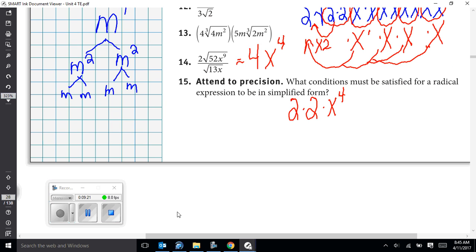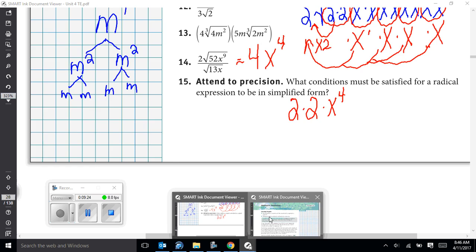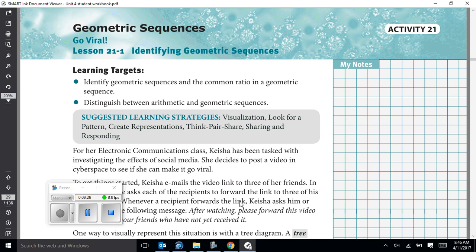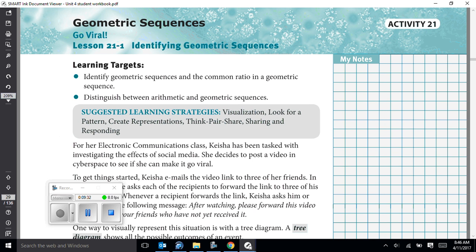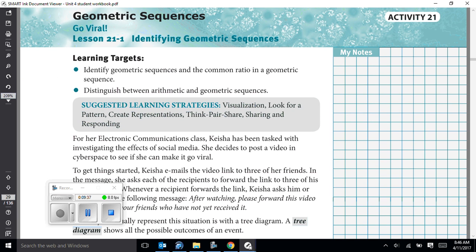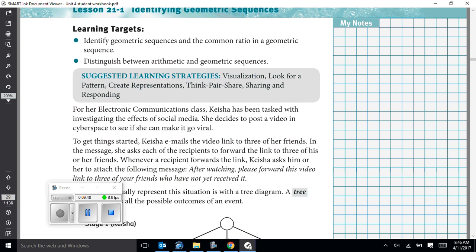So now we're going to move into 21. So next we're going to look at geometric sequences. This is on page 313. And we're going to identify geometric sequences. So our learning targets today, we want to identify geometric sequences and the common ratio in a geometric sequence, and distinguish between arithmetic and geometric sequences.